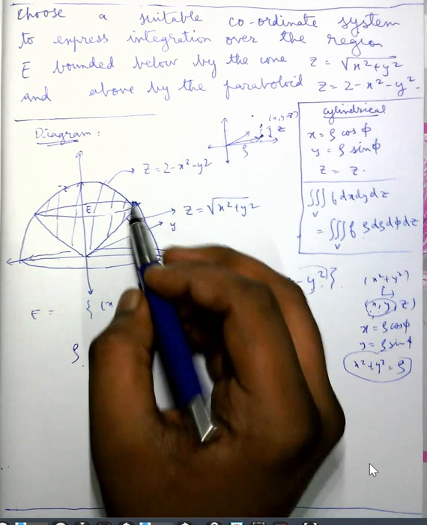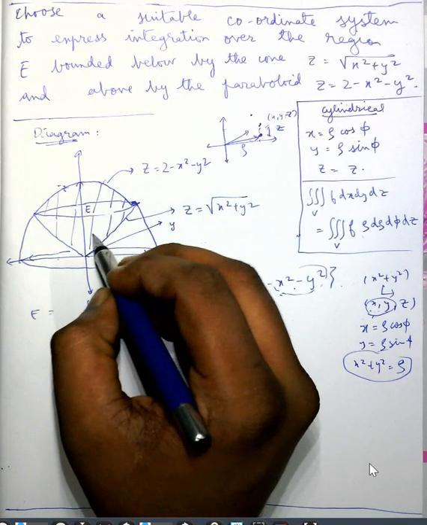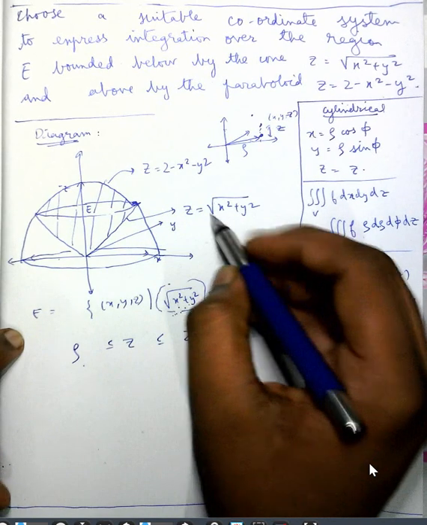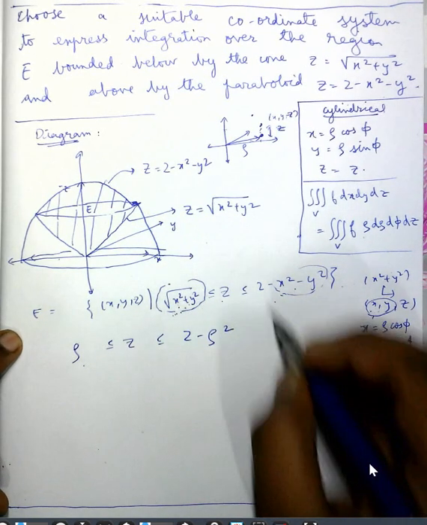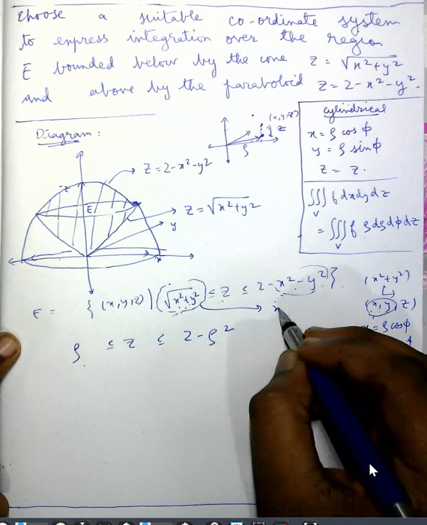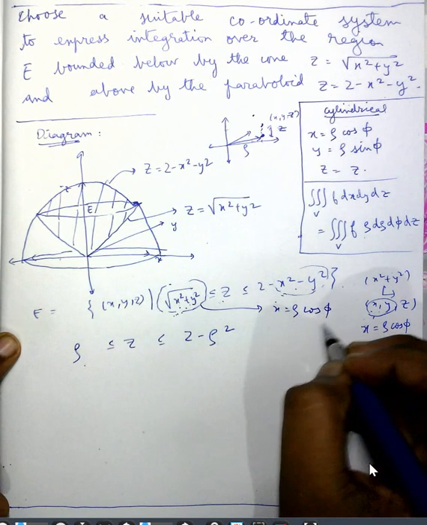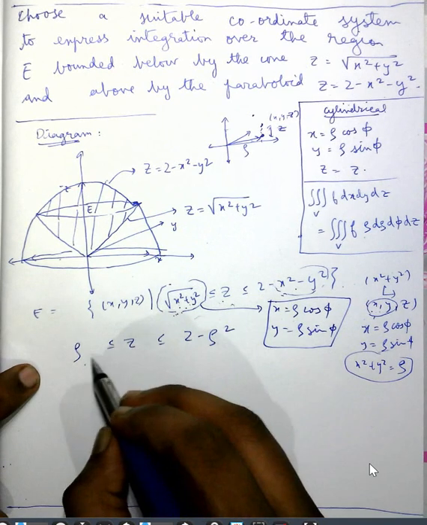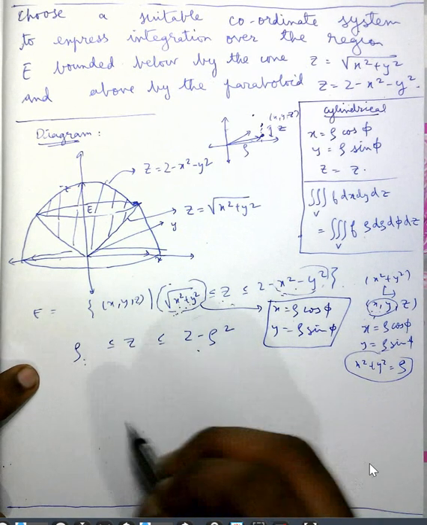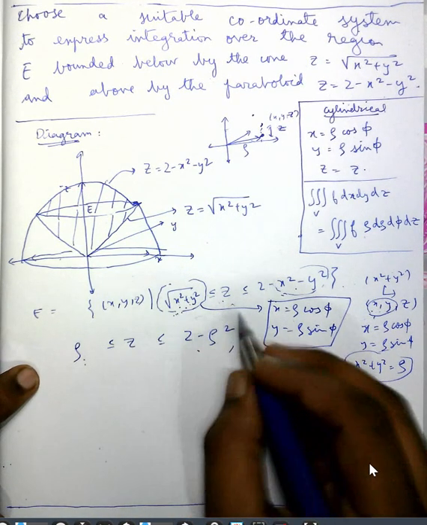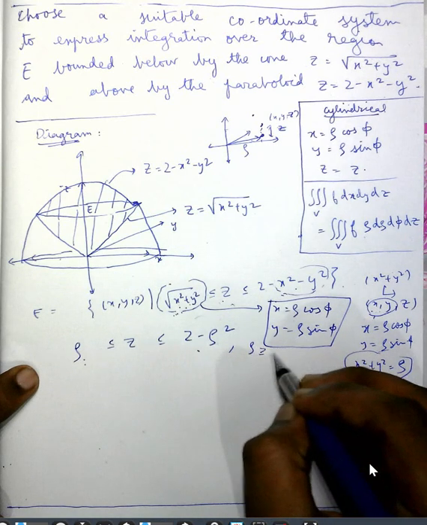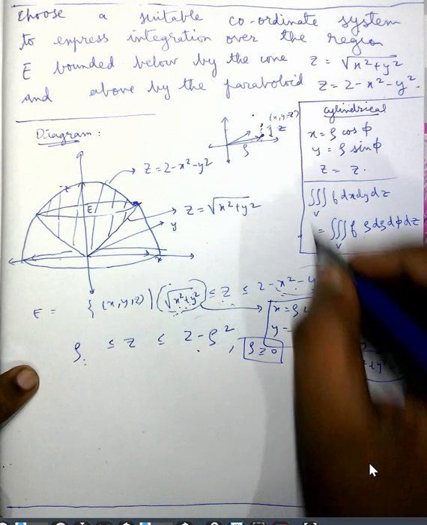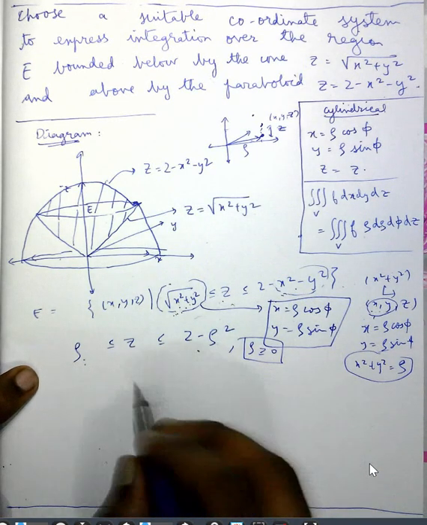And also this angle phi. So when you substitute x equal to rho cos phi and y equal to rho sin phi, you obtain that z lies between rho and 2 minus rho square. And since rho is the distance from the z axis, it is always positive. So this is every calculation here in terms of cylindrical coordinates.